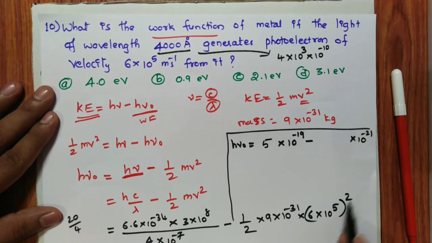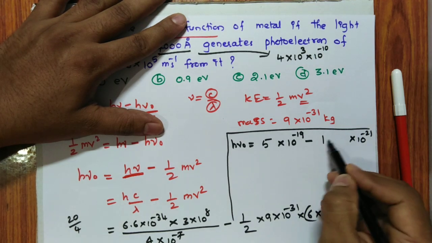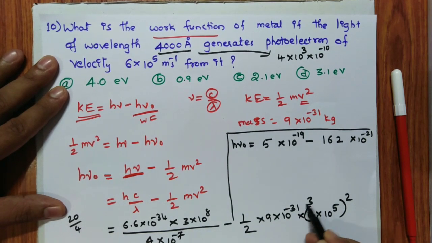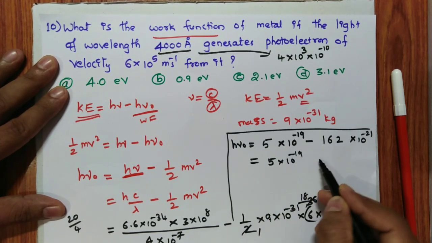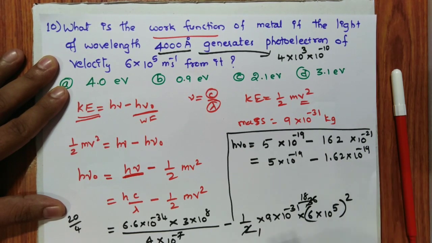Here 6 6s are 36. Correct? 6 square means 36. So 36 divided by 2 is how much? 18. Right? So 18 9s are how much? 162. So 162 into 10 to the power minus 21. So I can write this as 5 into 10 to the power minus 19 minus, you convert this into minus 19, 1.62 into 10 to the power minus 19.